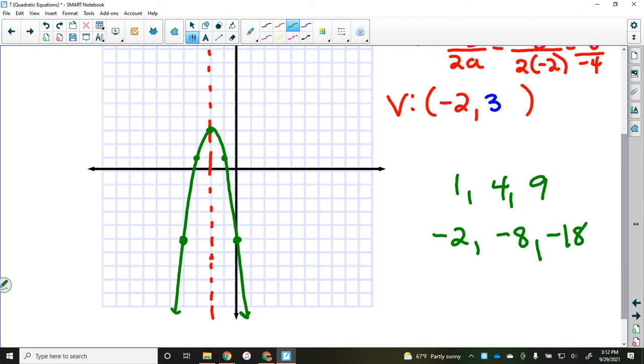Now you could have completed the square and done the vertex form of this same thing, but I don't think it's worth it. Because you can get them done just as quickly.